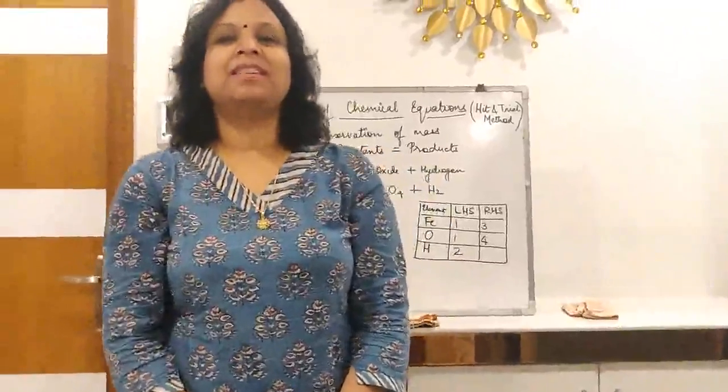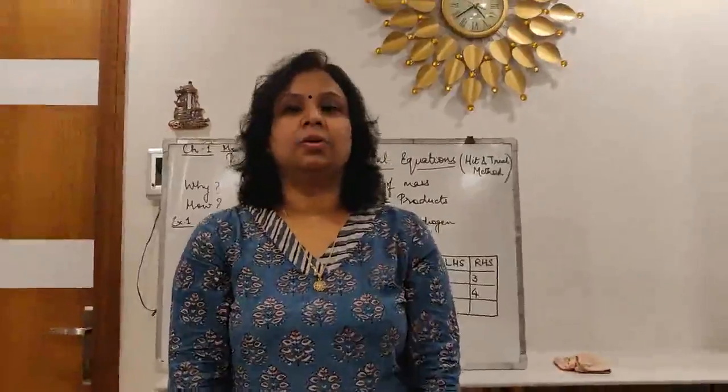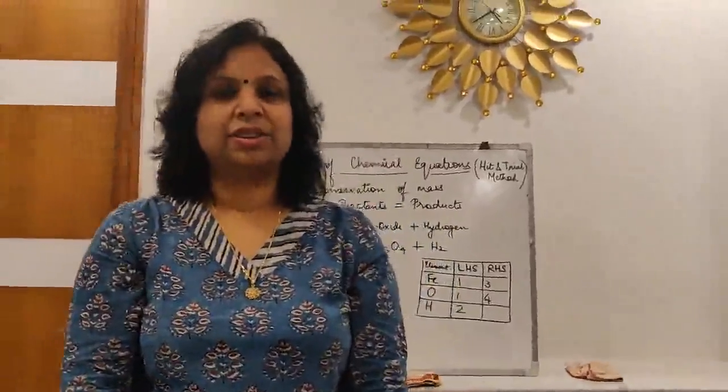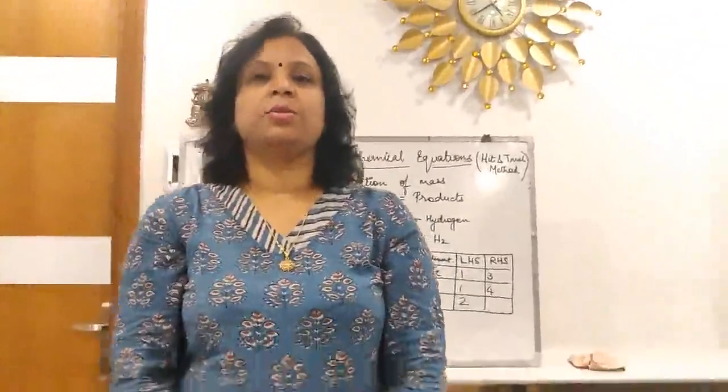Today we have to do the second module of chapter 1, chemistry, chemical reactions and equations. In the first module you studied about various chemical changes, the differences between physical and chemical changes, the chemical equation, the various parts of a chemical equation, and how to write the chemical equation. Today we are going to go one step ahead and we are going to study how to balance a chemical equation.